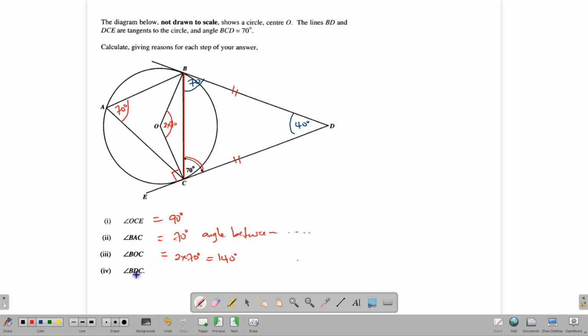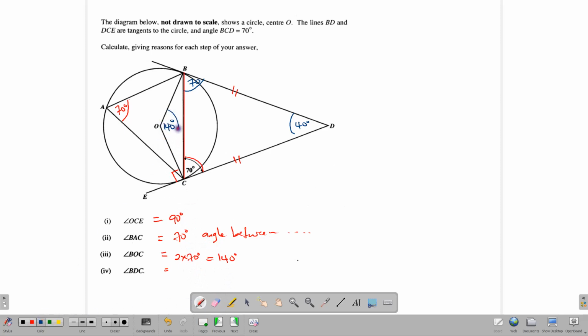And the final one in this question, BDC. So BDC, we already found it. And our reason can be more than, we can have more than one reason. This angle here is 140. Let me just clear this up and write our 140 in there. So this angle is 140.